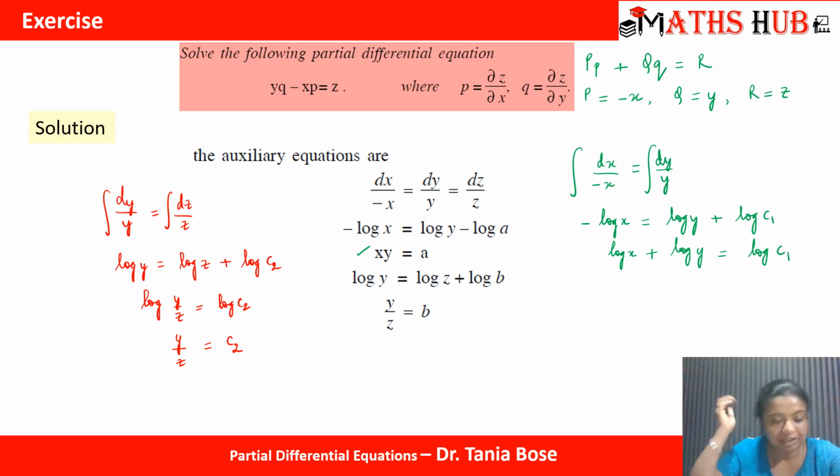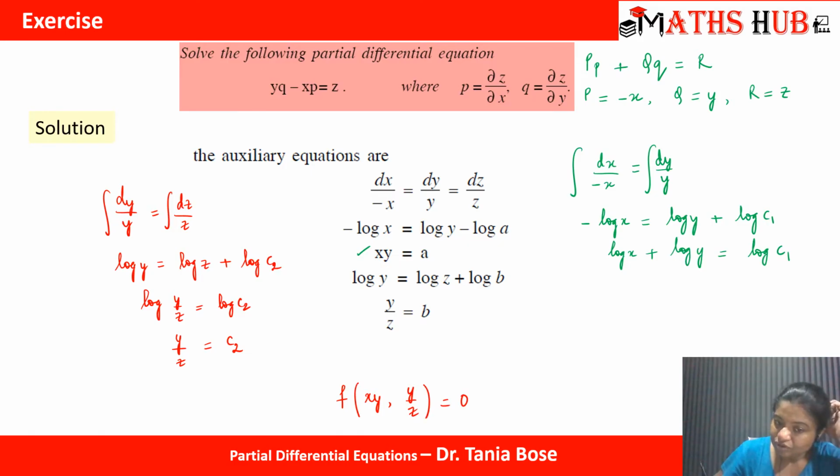Right? Then finally, how to combine the solutions? We will write the function f. We will write the first solution, that is x into y. We'll write the second solution, that is y by z. We'll remove the constants and we'll put it equal to 0. So this becomes the solution of the given PD, right? So I'm again repeating the steps. You have to frame the auxiliary equation. After framing the auxiliary equations, we have to take two equations at a time. We need to make it integrable, and then after solving it, we will get two different solutions, and by putting the solutions in this form, we will get the final solution of the given case, right?